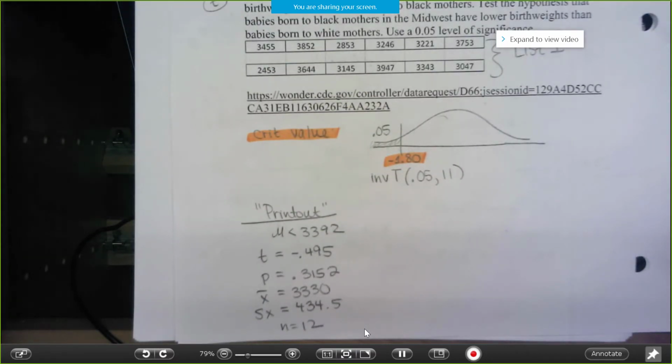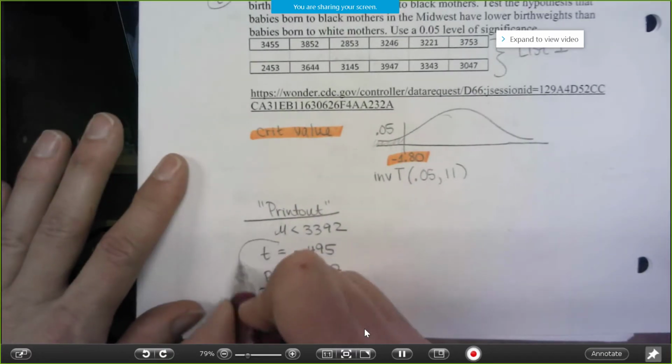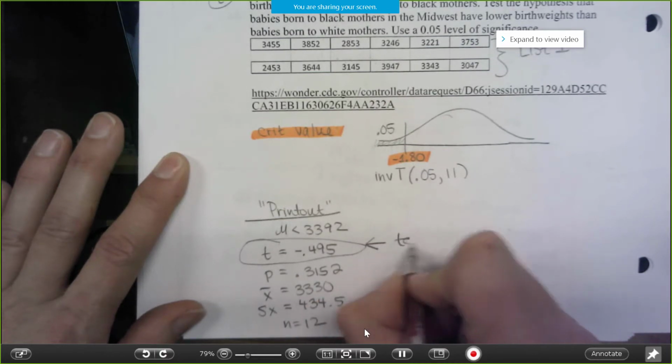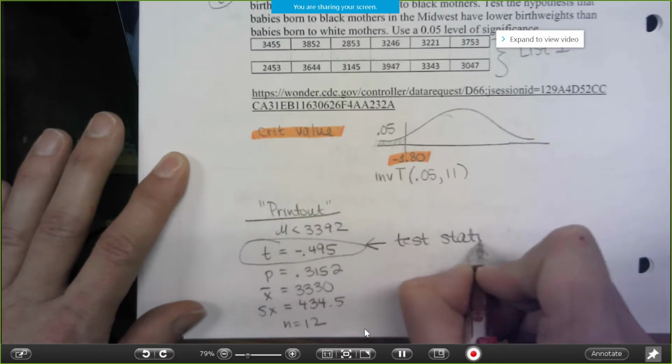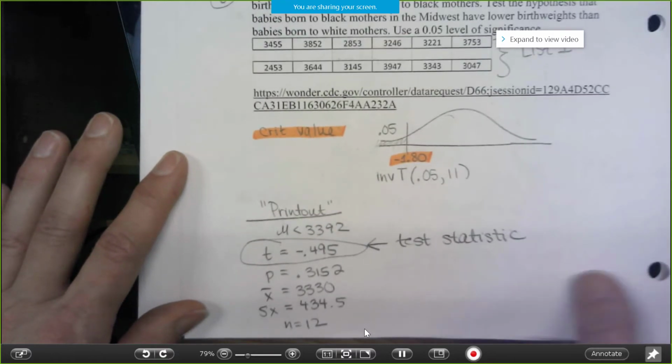So based on this sample of 12, again, this is a pretty small sample, would we reject the null? Why do you say yes? Okay, right. This is our test statistic. Is that in the critical region? Yeah, that's not in the critical region or the rejection region, so we fail to reject.